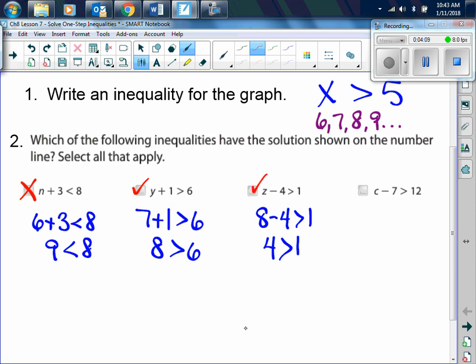And then finally here for letters, for C, what do you want to choose for that? Okay, we can choose anything we want. 25. 21. 121. Let's just choose 9. So 9 minus 7 is greater than 12. So 9 minus 7 is 2. Is that greater than 12? No. No, that is not.